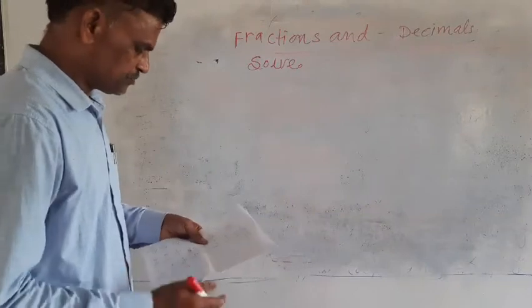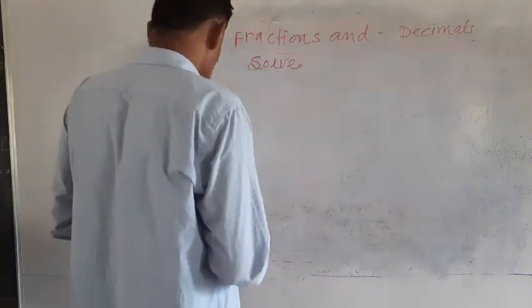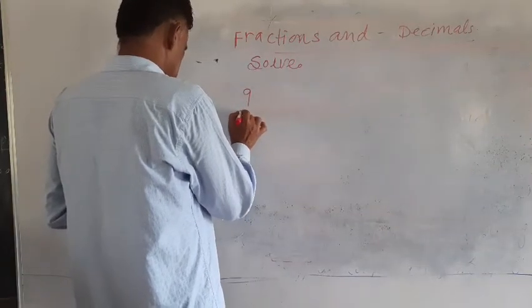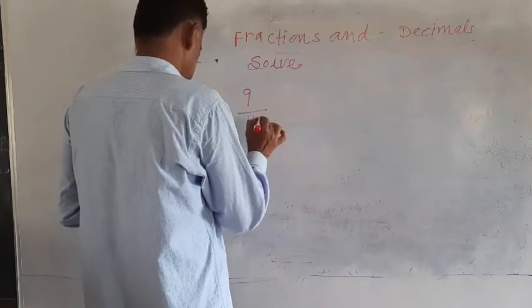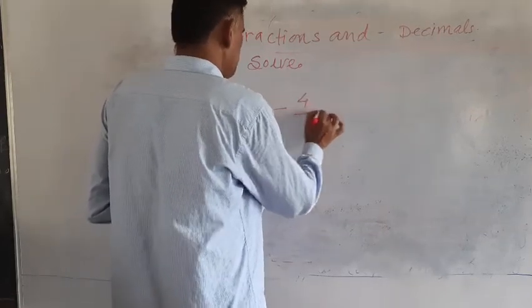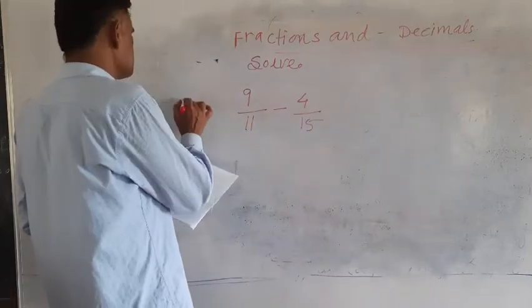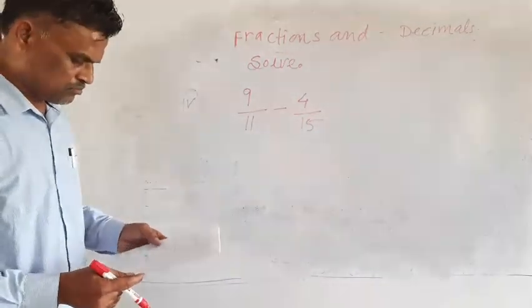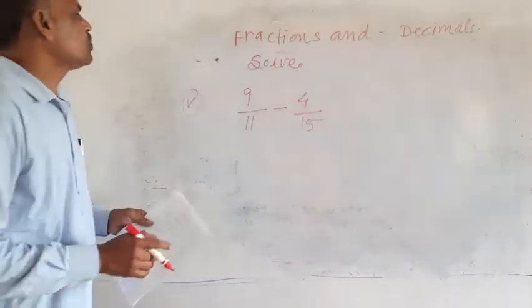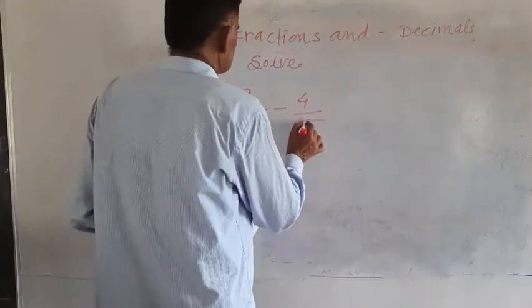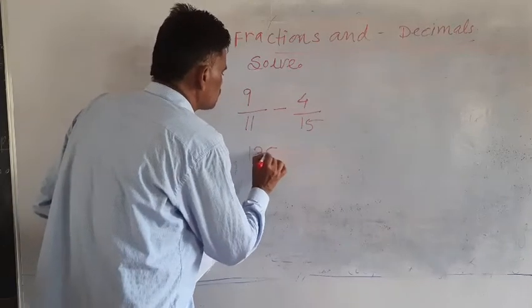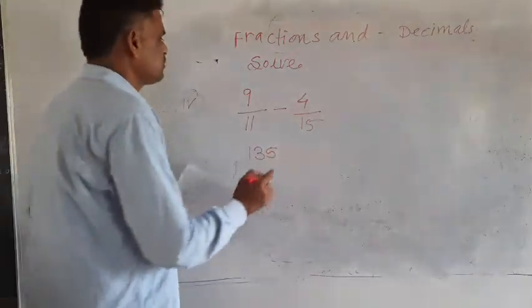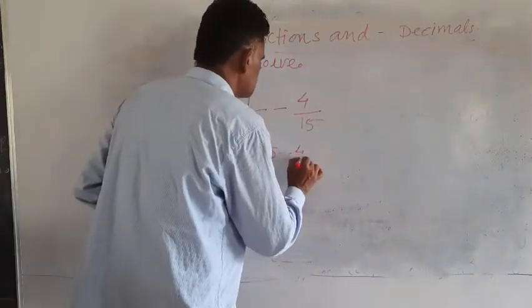That is 9 by 11 minus 4 by 15. You see here, 11 and 15 are prime numbers, co-prime numbers. That is equal to 15 9s are 135, minus 11 4s are 44.